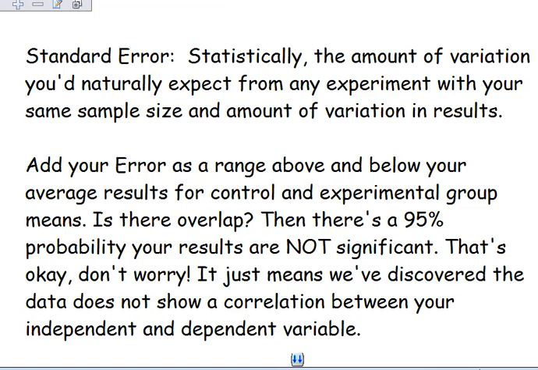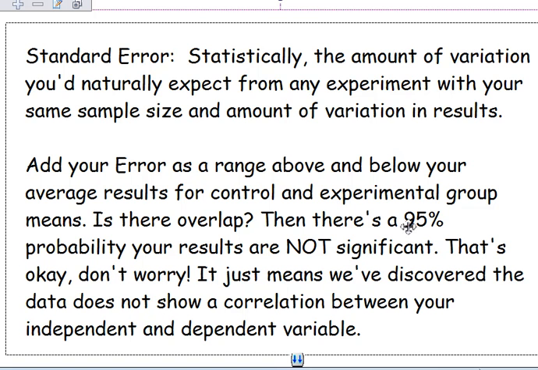So what we would do is find the standard error, and you're going to use the standard deviation to do that. After you find the standard error, you make that be a range above and below your experimental and control group means. So let me just show you what that means. You'd see if there's any kind of an overlap. I'm going to show you what I mean.